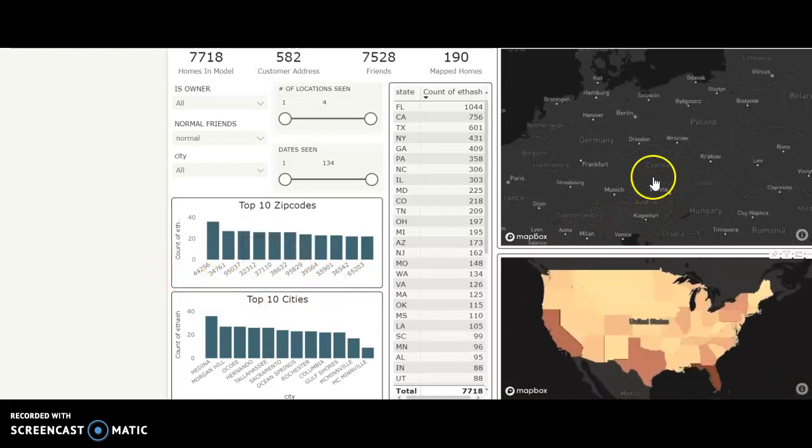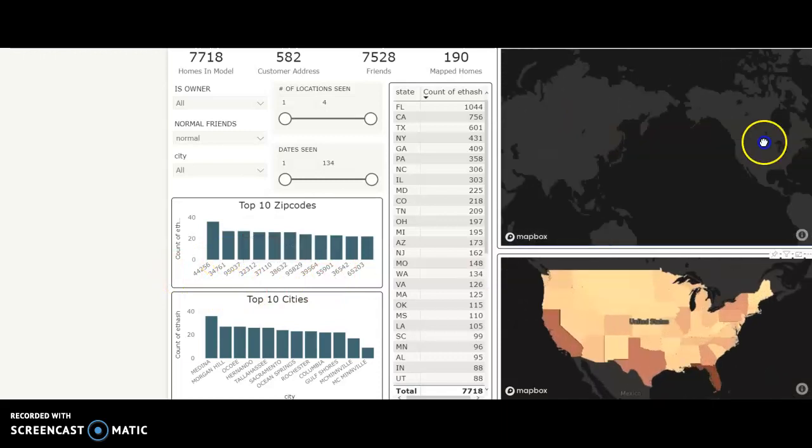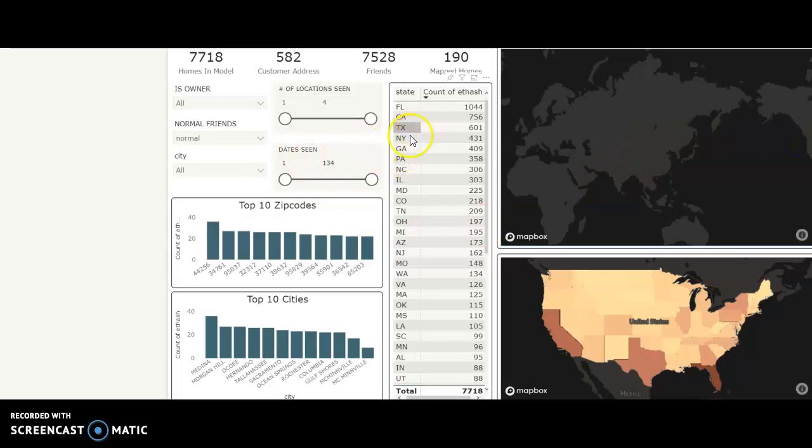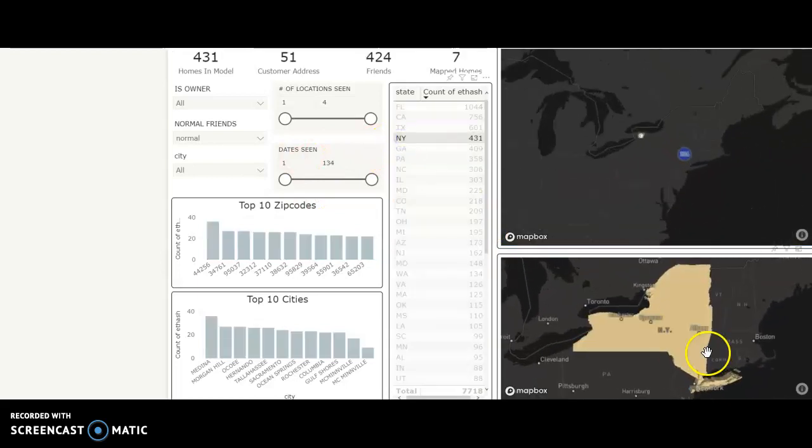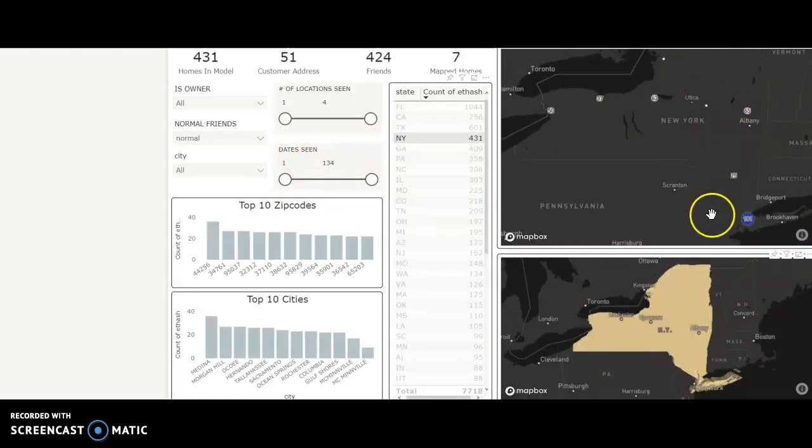I mean, really all this view is doing is just showing where your customers are situated and located, and we could do that spread here.